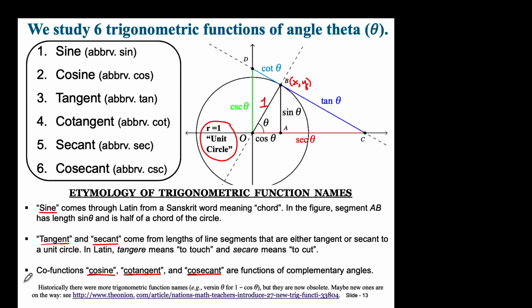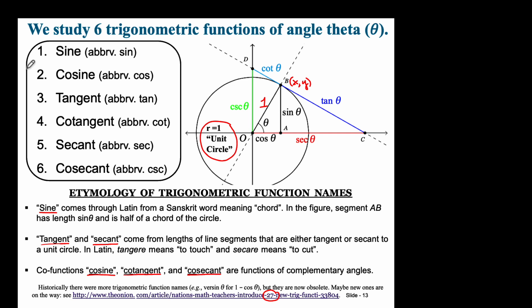Historically, there were more trigonometric functions, for example, versine, but those are now obsolete. However, new ones are also being studied. Here's an article that I found in The Onion. If you're interested, you should read it. It's about the study of 27 new trigonometric functions. Don't worry, we're not going to study 27 in our class, but it's a good article. It's interesting to see the way others are using trigonometry in their studies. We're going to be using sine, cosine, and tangent, and then their reciprocal functions, cotangent, secant, and cosecant.